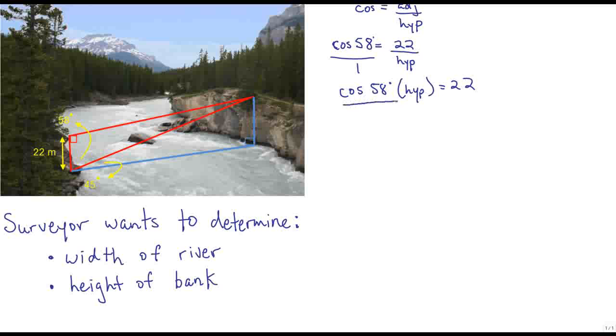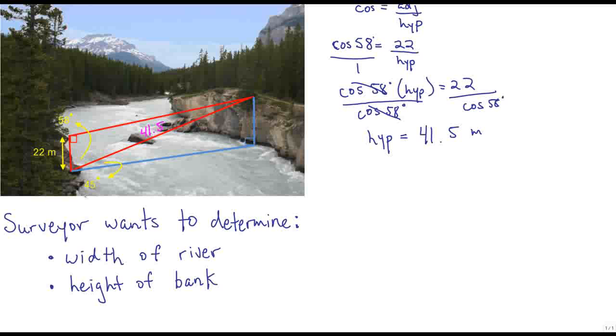And we'll isolate the hypotenuse by dividing by cos of 58 degrees. Therefore, we can cancel those out, and now we have our hypotenuse isolated. So our hypotenuse equals 22 divided by cos of 58. So after punching it in on a calculator and rounding it to the nearest tenth of a meter, we find that the hypotenuse is 41.5 meters. So we have now determined that the hypotenuse of our first right triangle is 41.5 meters.